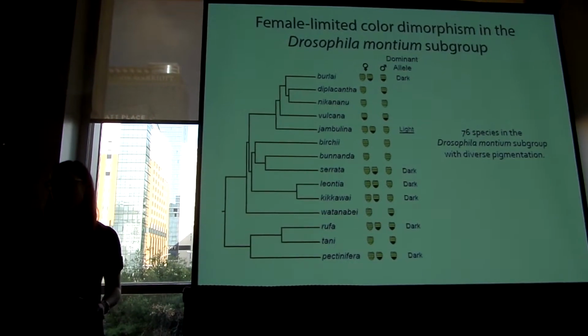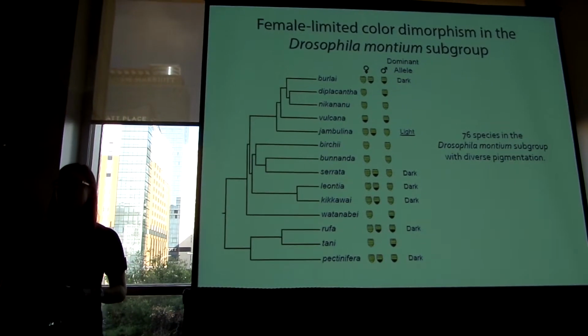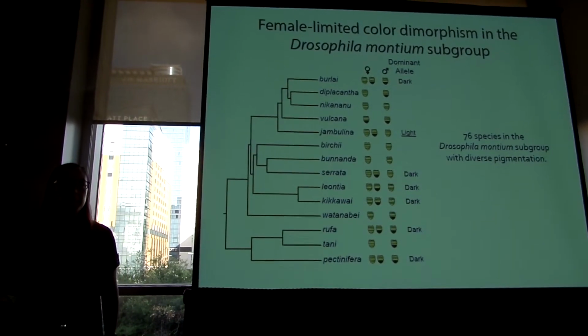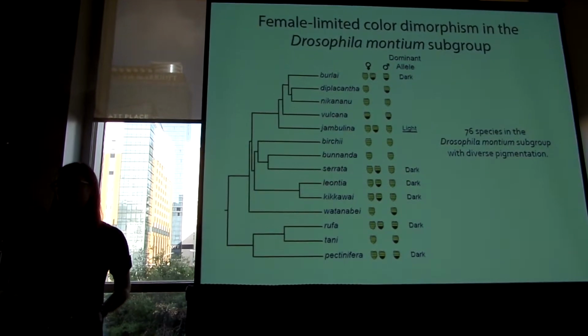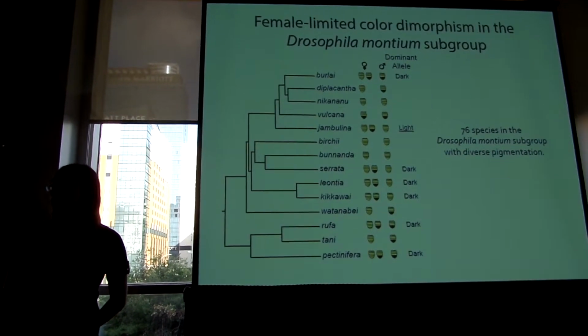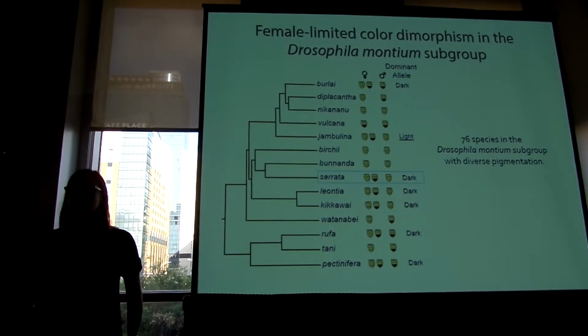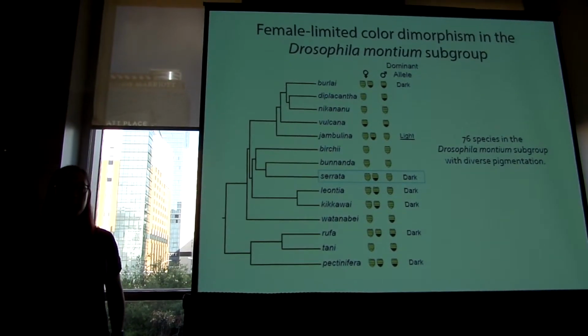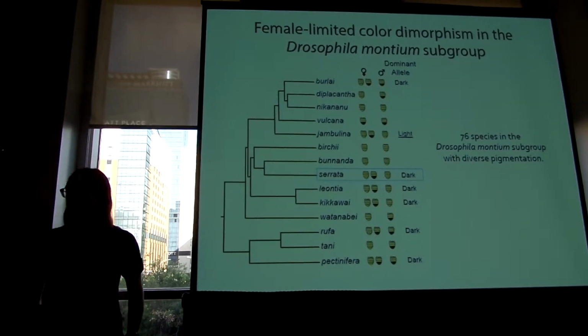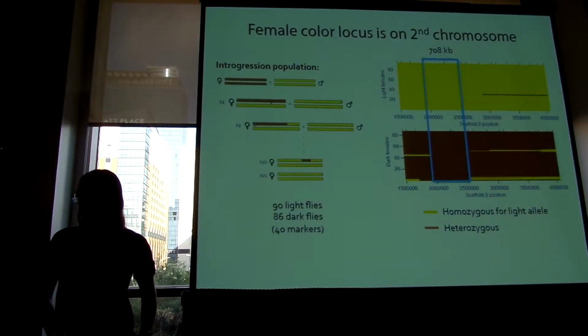But whenever we've done crosses, us and others, we've shown that this is usually controlled by an autosomal locus with 2 alleles, and usually the dark allele is dominant in everyone but Drosophila javelina. So I wanted to ask, what is this Mendelian locus controlling female pigmentation? And I started by studying Drosophila serrata.